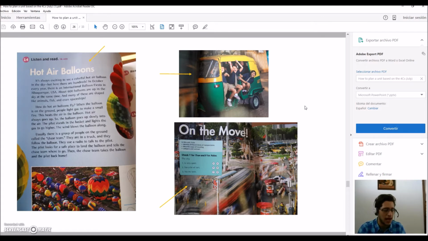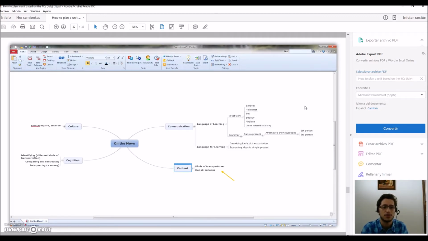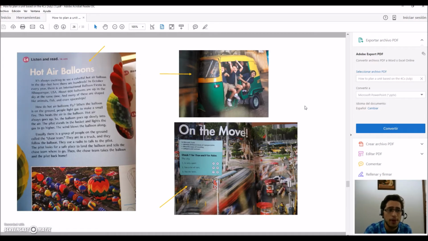In this case, I kept reading the book and I realized, oh my God, the topic about which we have been talking all of this time has been different kinds of transportation. So that's going to be the content, kinds of transportation. And there was also a reading about hot air balloons. That's also a topic. Remember that all of the topics about which students are learning in our English classes are contents. Everything that is not related to language, not grammar, not English, that's content. Those are topics. Those are contents.